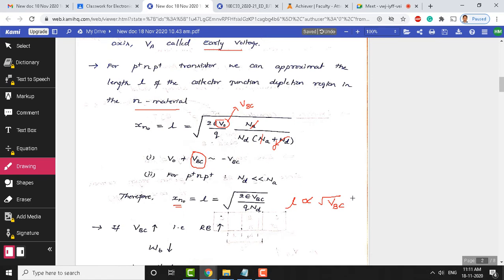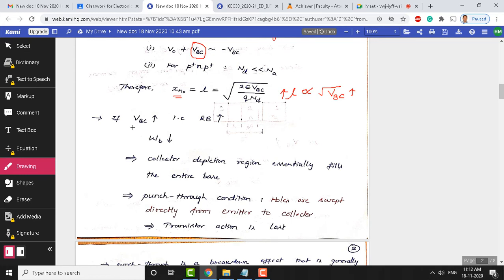As reverse voltage keeps increasing, the depletion length also keeps increasing here. So, that means the base becomes more and more narrow, that is what we told here. Now you can see the consequence of this when the L becomes very large. Let us see what the implications of that are on the BJT operation here.